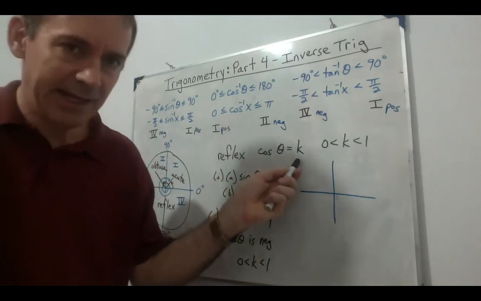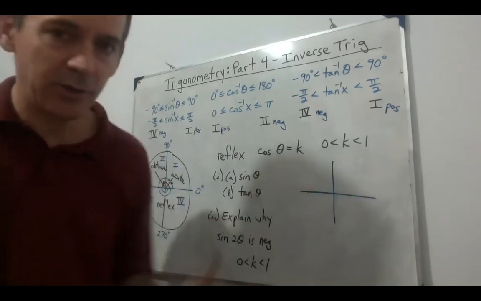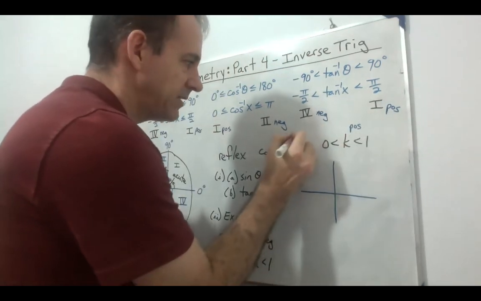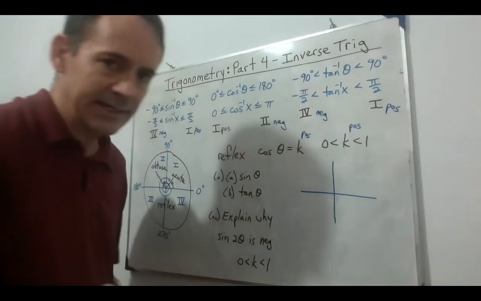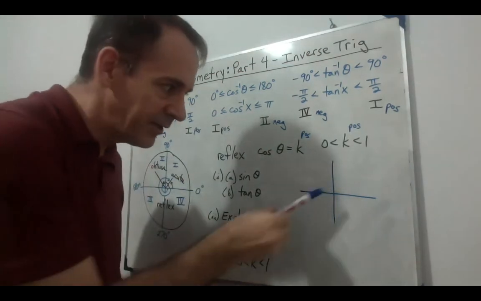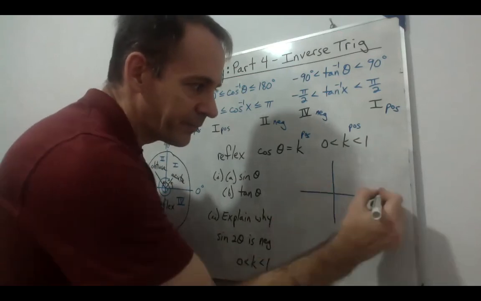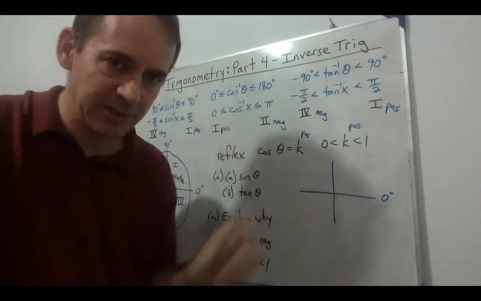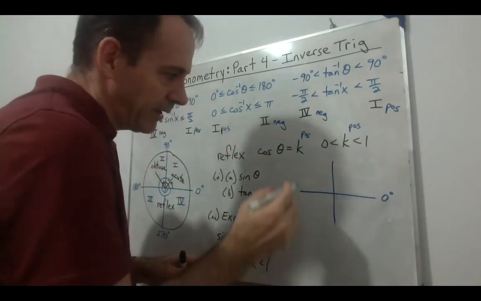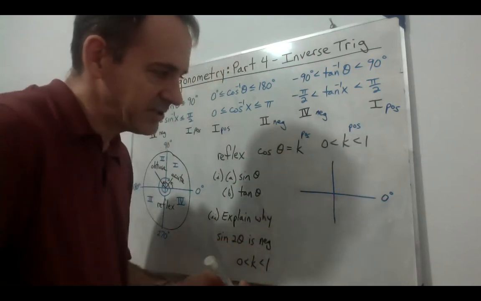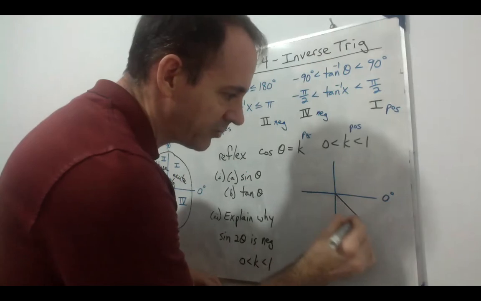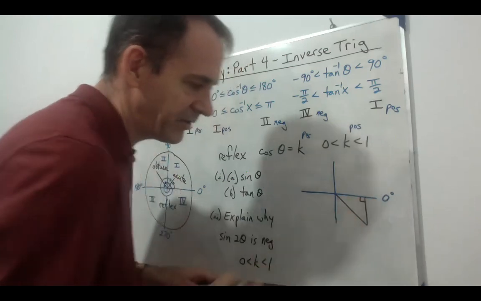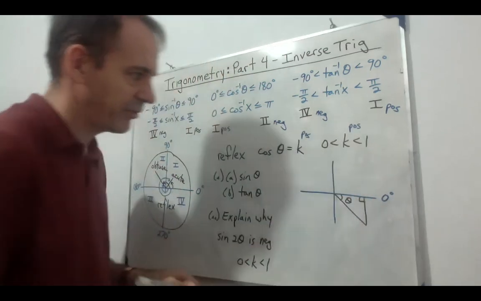Cosine theta equals k, and k is between 0 and 1, meaning k is positive. So if k is positive, that means our cosine is positive. And if cosine's positive, it means it's facing in the direction towards our positive x-axis, because cosine corresponds to our x-axis. So if this is positive, then our reflex angle is going into the fourth quadrant. Okay, so I draw it up to our nearest x-axis, and this is our theta.